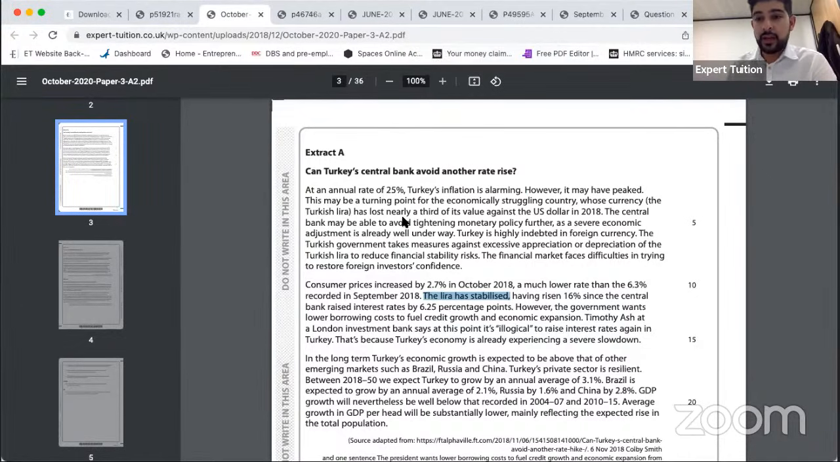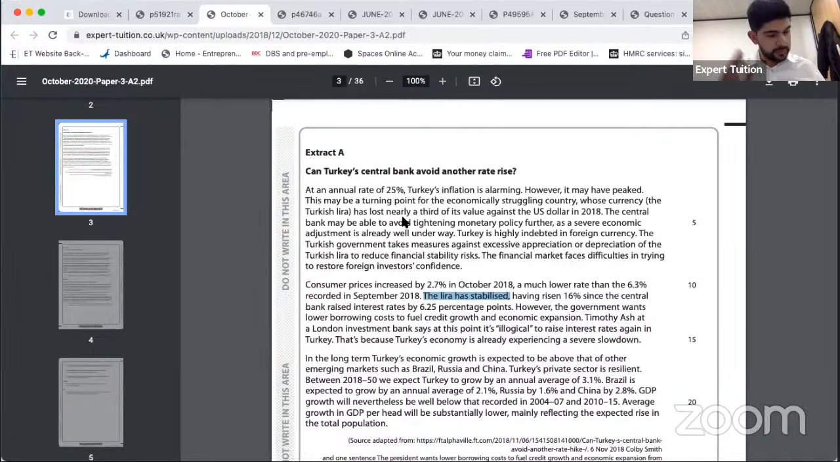The evaluation is then, however, according to the extract, the inflation rate may have peaked and the lira has stabilized. As such, the central bank or the government may not need to intervene and may not need to be concerned about the lira at this moment in time. Lame, I know, right? But it's 2 marks. Easy peasy. Cool? Right, let's go.